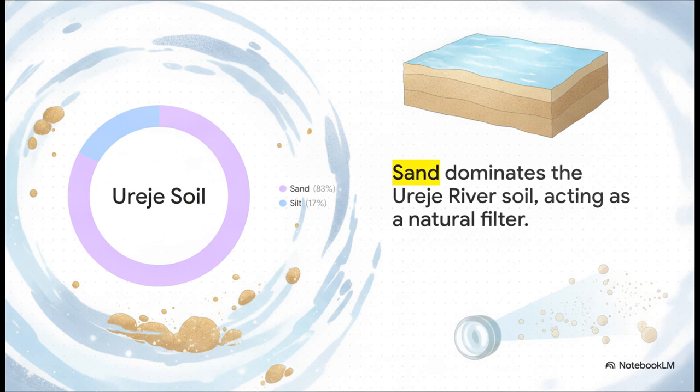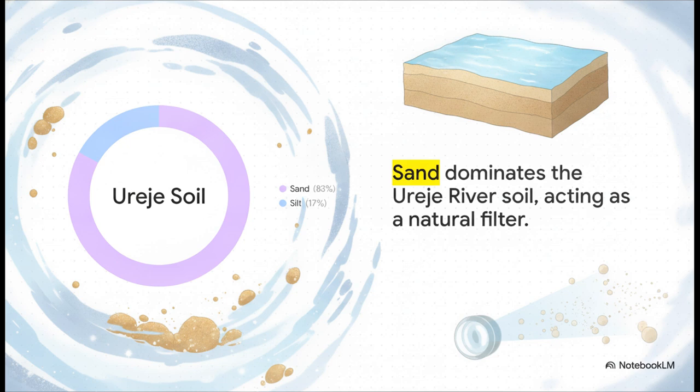Take the Yorugi River in Nigeria as a real-world example of this. Researchers studied it to see how particle size distribution impacts water quality. Now, the riverbed there is heavily dominated by sand, over 83%, and sand acts as a fantastic natural filter, which is great. But even that relatively small 16% proportion of silt is enough to create a musty, colloidal suspension in the water. The study found that particles larger than 5 micrometers were mostly responsible for the turbidity.